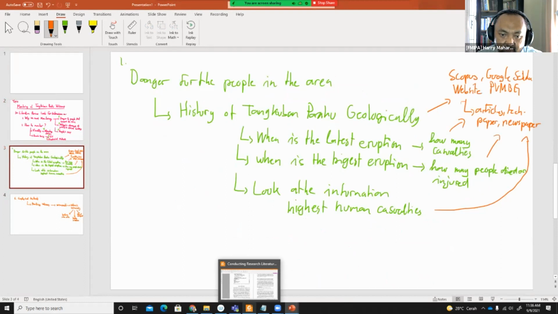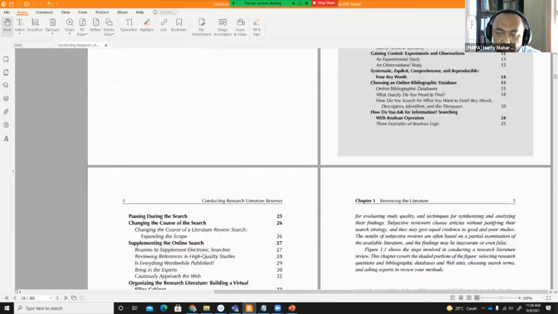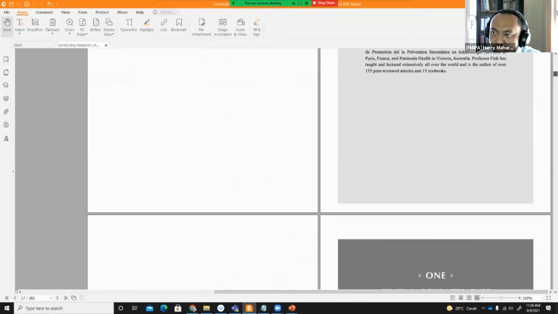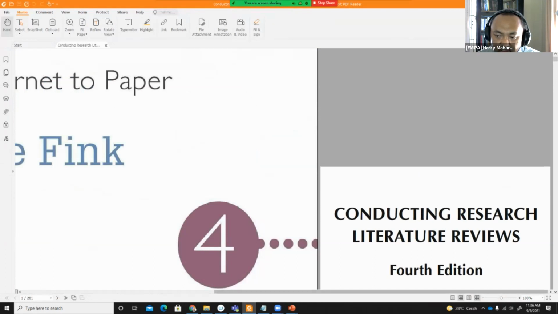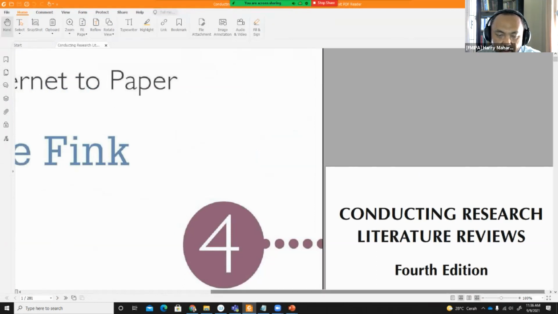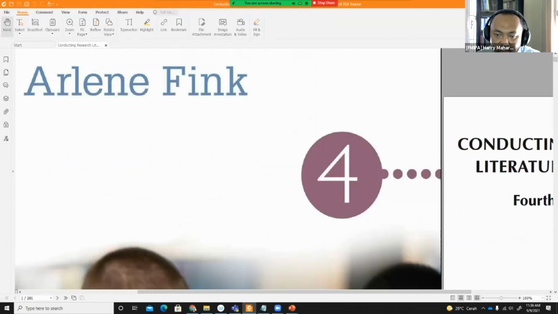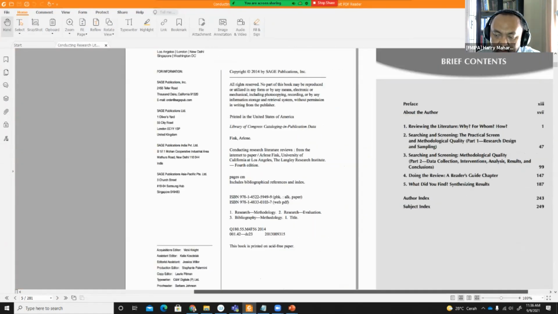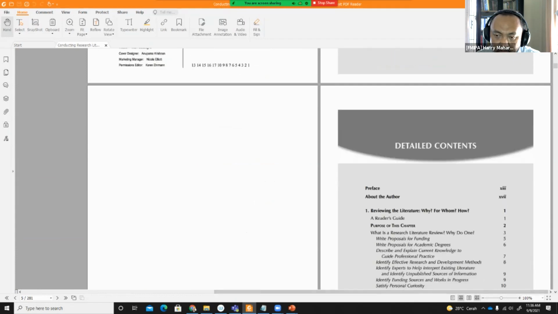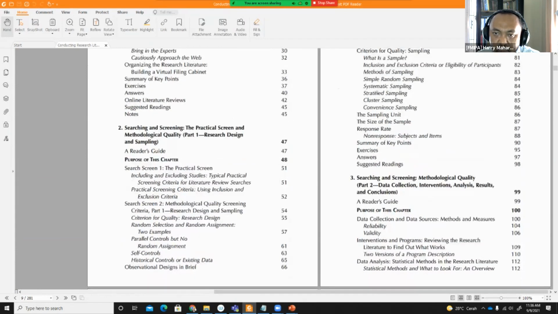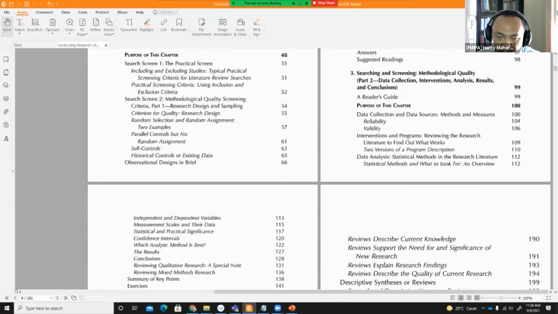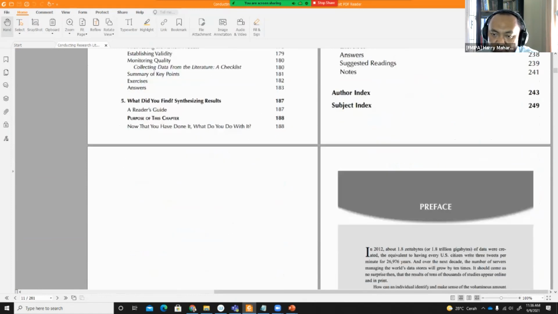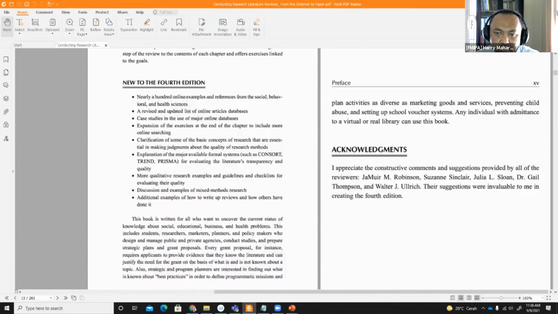In the book that I showed you earlier, most of the examples here come from the medical world, from medical applications, but still we can do some kind of comparison, at least for our own field.